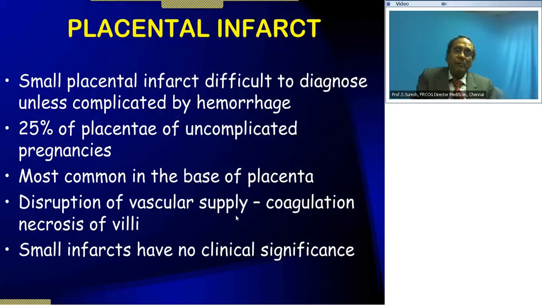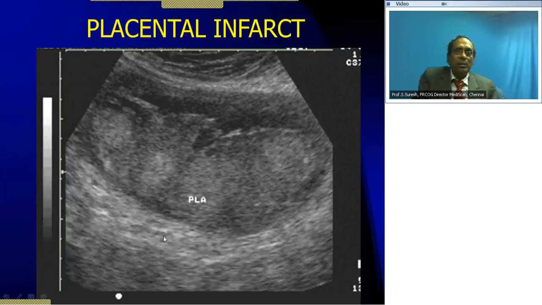Placental infarcts are more common at the base of the placenta, where there is a disruption of vascular supply, which results in necrosis of the villi. Small infarcts, as we said, have no significance because they occur in about 50%. So you can see these white areas can be considered areas of infarct, but as I said again, you cannot use ultrasound to rule out placental infarct.